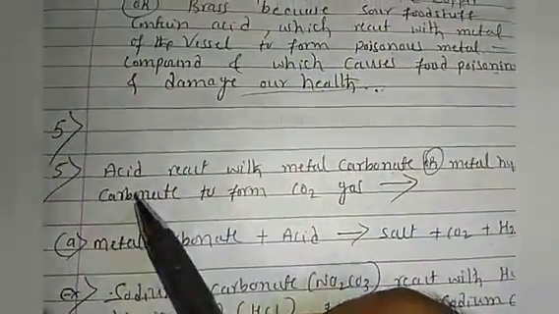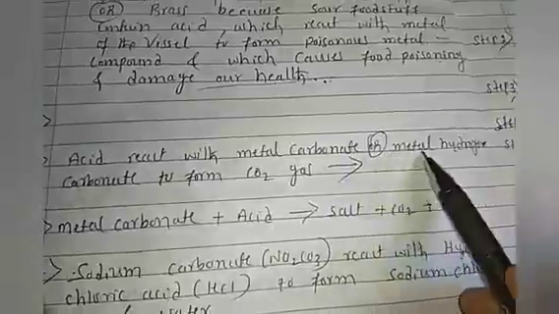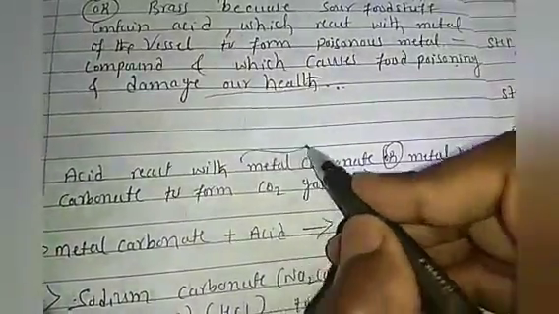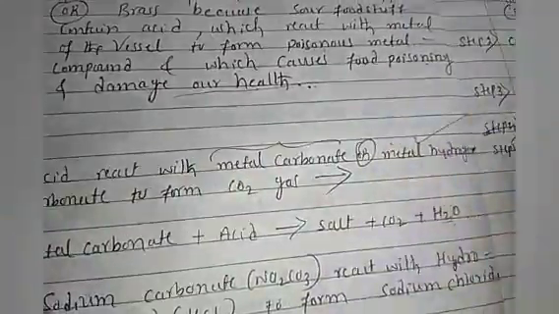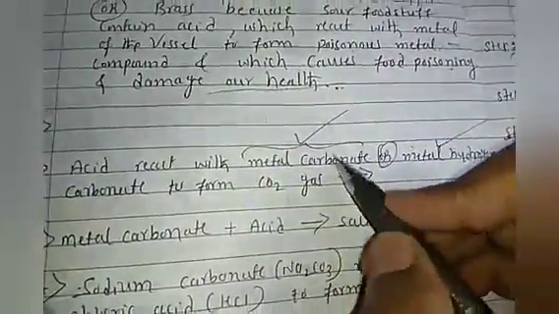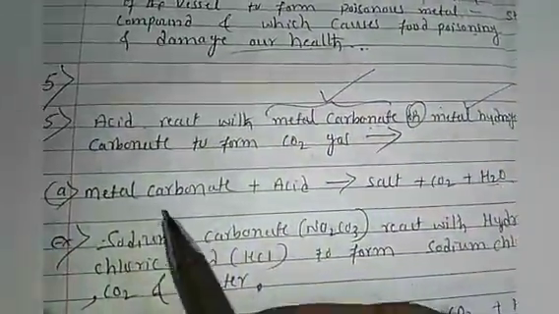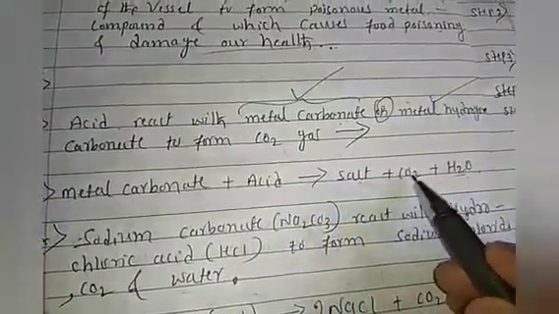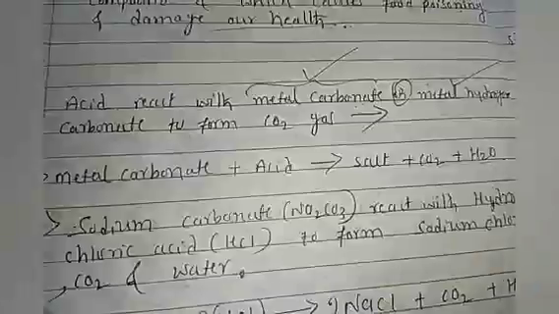Okay, next heading: acid reacts with metal carbonate or metal hydrogen carbonate to form carbon dioxide. Today we are discussing metal carbonate, tomorrow we will discuss the other one. So let's discuss metal carbonate. Metal carbonate reacts with acid to form salt, carbon dioxide and water.